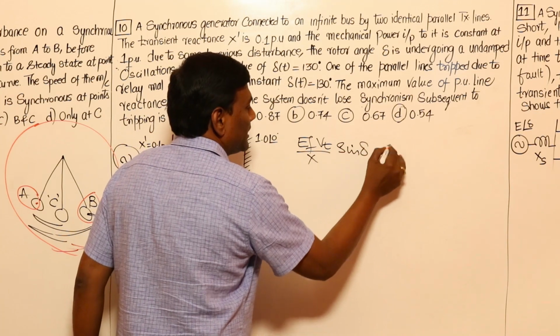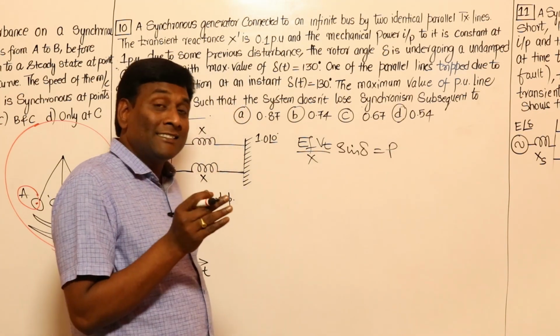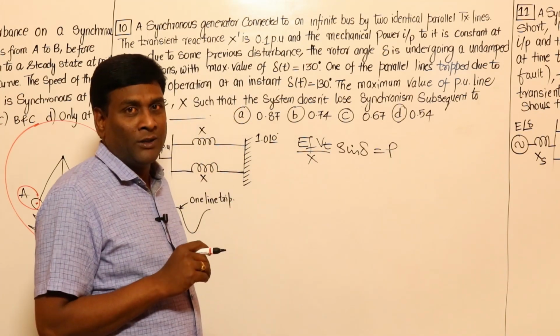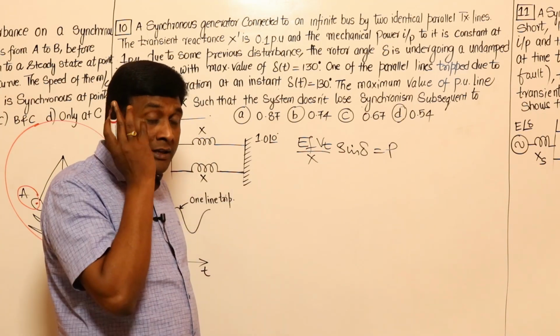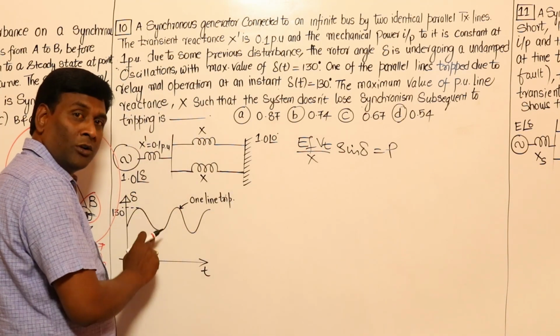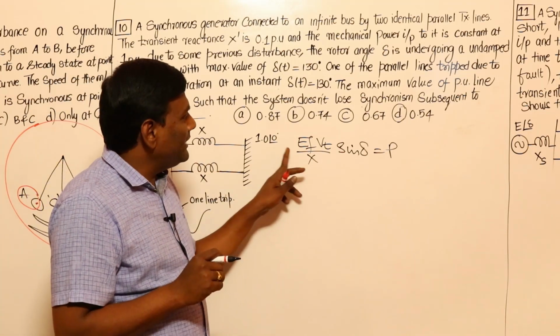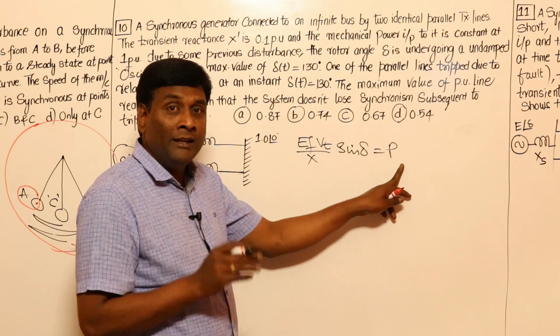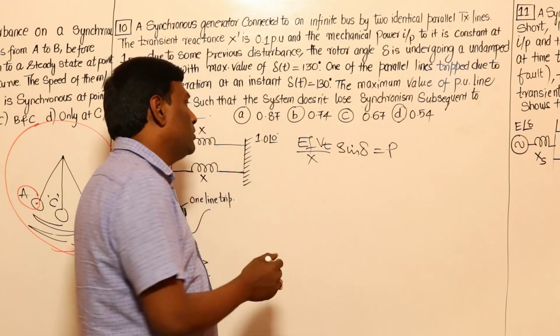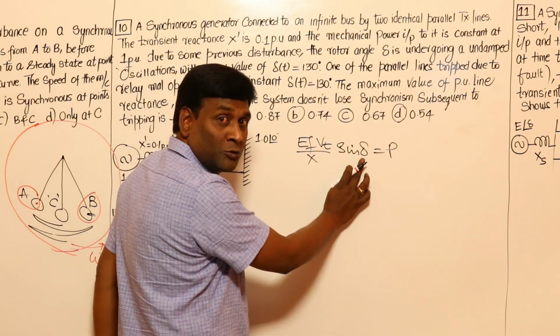sine delta equal to power. Okay, under steady state conditions, kind of. In transient, what is happening actually between 130 and how it is varying, we will see. So basically EF Vt by x sine delta is going to be P under steady state conditions. Now what was delta at that instant is going to be 130.